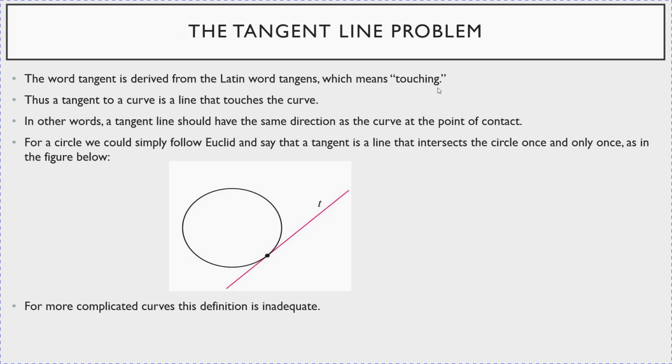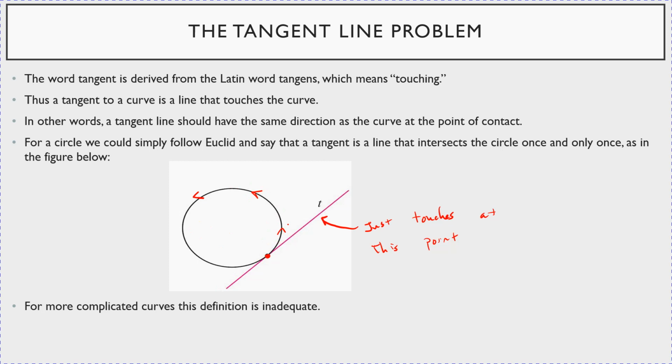First off, the word tangent is derived from the Latin word tangens, which means touching. So a line that is tangent to a curve just touches the curve at exactly one spot. This line here is tangent to this circle at this point. It really just touches it right at that single point. In other words, a tangent line should have the same direction as the curve at the point of contact. Think about the curve going in this direction; the tangent line should be going in the same direction when it's tangent to it.